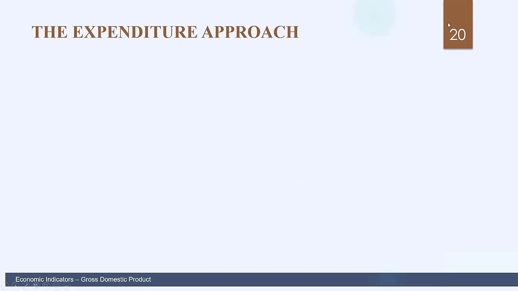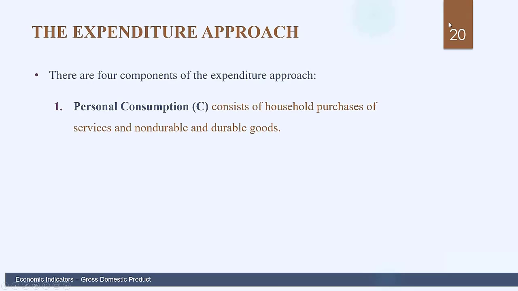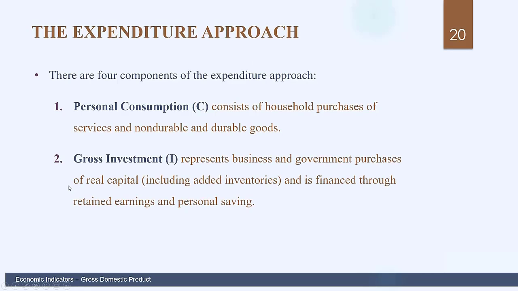So there are 4 components of the expenditure approach. The first is personal consumption. That consists of all household purchases of services and non-durable and durable goods. Second, gross investment. We were interested in the gross investment because we're interested in economic activity. So how much economic activity was performed to create new investment, like a new plant or purchasing of tractors, tools, anything that you would think a business would invest in.